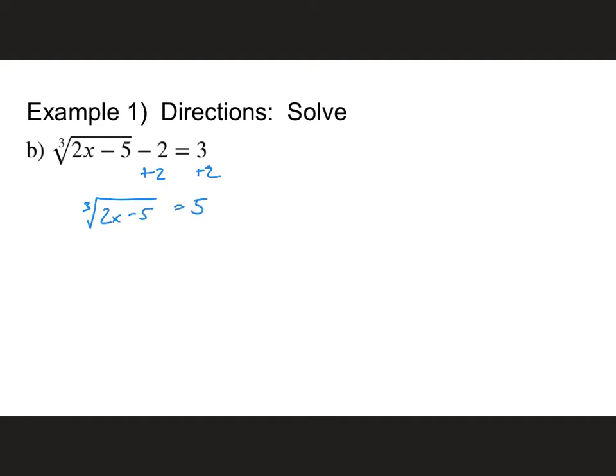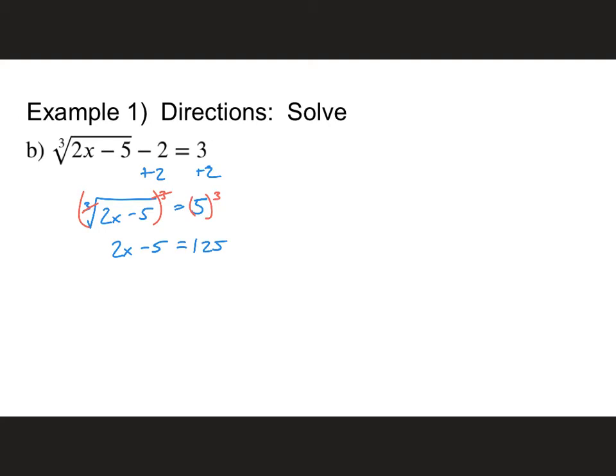All right. Now we're going to undo this radical. Well, it's not a square root, it's a third root. And the best way to eliminate a third root is to raise it to the third power. See, the third root and the third power kind of cancel each other out, and I'm left with just 2x minus 5. 5 to the third power is 125. Wow, that's a big number.